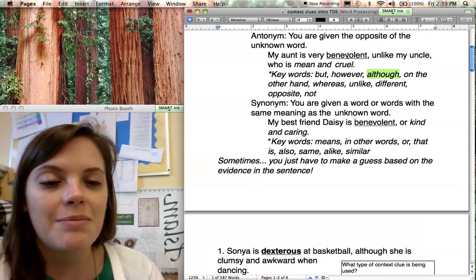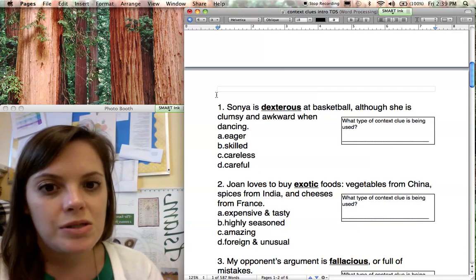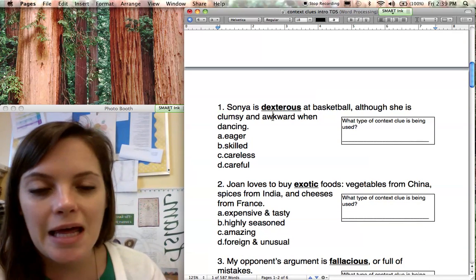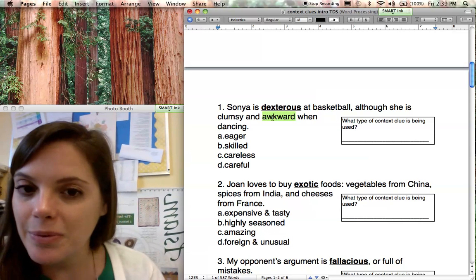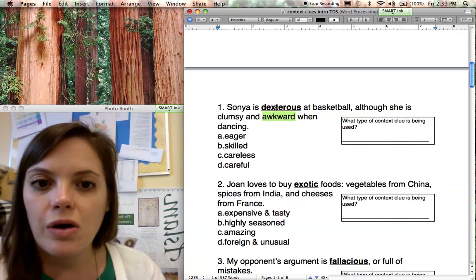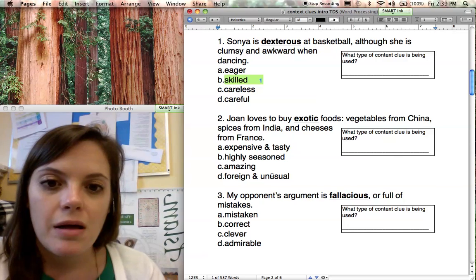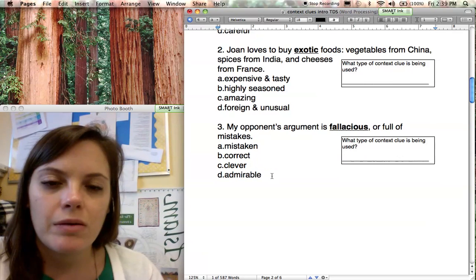Although, so that means I'm being given an antonym. So looking at it, that must mean clumsy and awkward are the opposites of dexterous. So I'm going to guess that dexterous means skilled. Let's look at this next one.